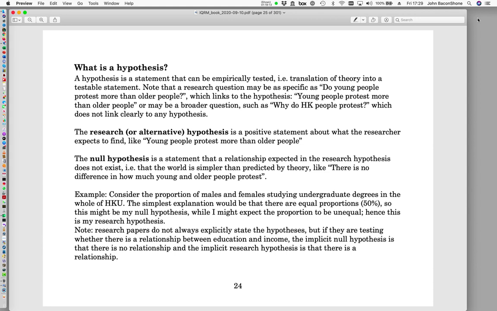Now, research papers do not always explicitly state the hypotheses, but if they're testing, for example, whether there is a relationship between education and income, there is an implicit null hypothesis that there is no relationship between education and income, and the implicit research hypothesis is that there is a relationship, and it may actually go beyond that to say what that relationship actually is.